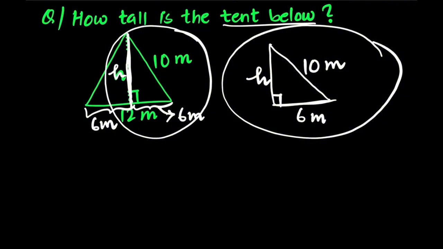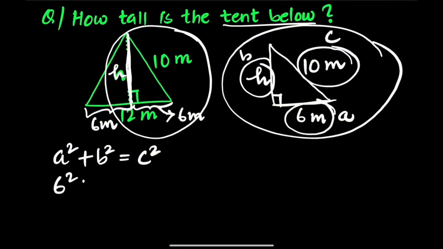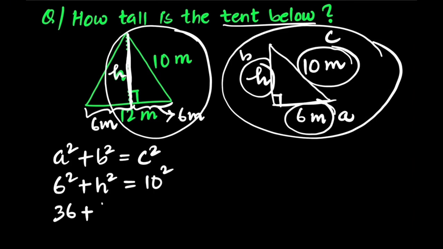Since this is a right triangle, a squared plus b squared equals c squared. Let this side length 6 meters be a, let this side length, the height, be b, and this 10 meters is the hypotenuse of the right triangle. Substitute everything in the formula. A squared means 6 squared, b squared means height squared, c squared means 10 squared. 6 squared equals 36 plus height squared, which equals 10 squared, meaning 100.